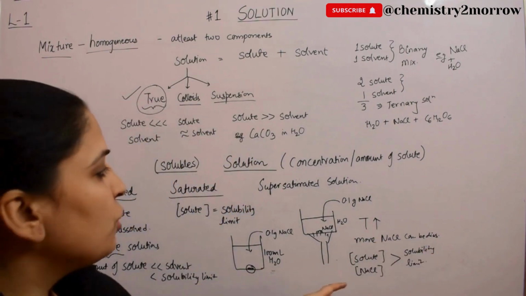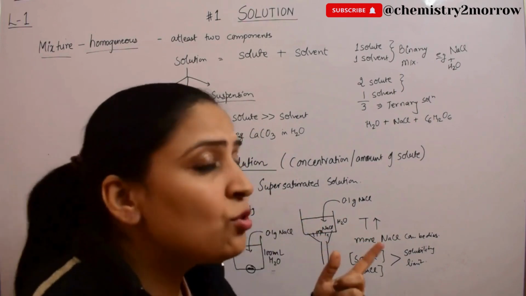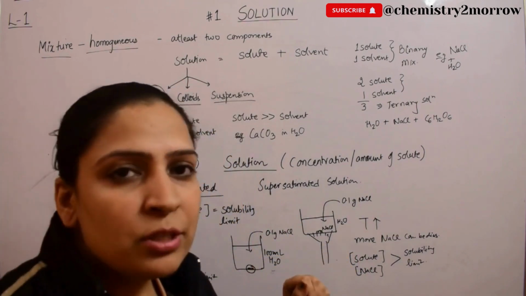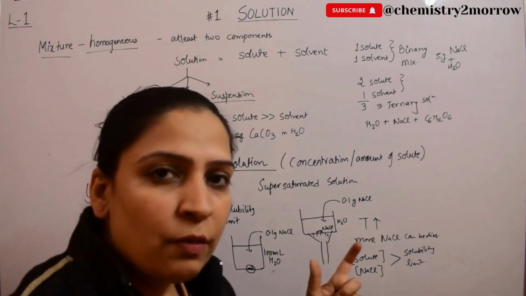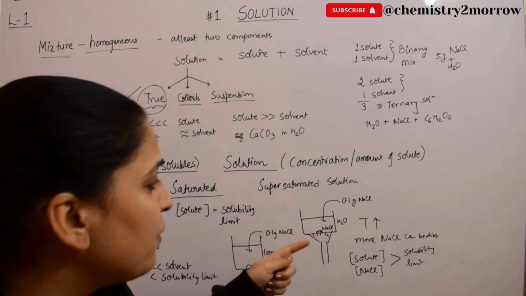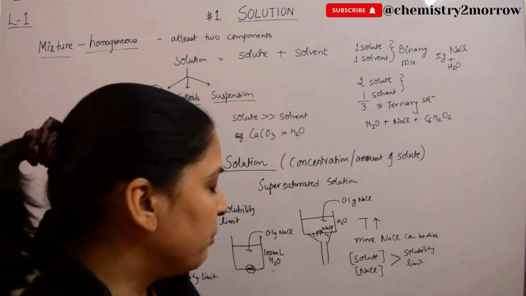Such solutions are called supersaturated solutions. To prepare supersaturated solutions, we need to increase the temperature, since here the solute is a solid and the solvent is a liquid. So supersaturated solutions have more concentration of solute than its solubility limit.